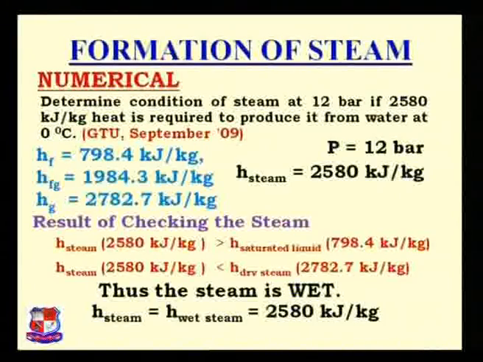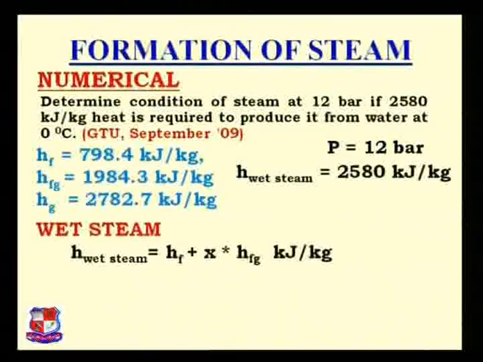Now, according to the problem, please read again: determine the condition of steam. So, we have determined that steam is wet, but as we have discussed earlier, if the steam is wet and superheated, then we have to calculate the dryness fraction and superheated temperature respectively. So, in this case, we have got that the steam is wet, so it becomes necessary for us to calculate the dryness fraction of steam also.